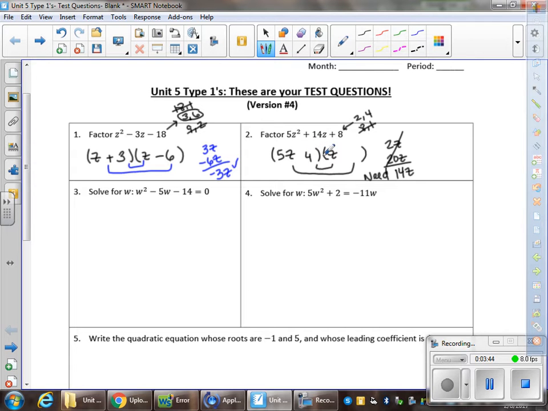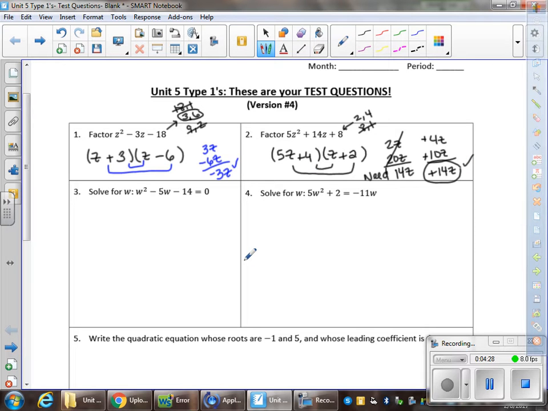So 4 here, 2 here, and now let's check. Inner is 4z, outer 10z, and I need a positive 14. So let's look at our sign values. It needs to multiply to positive, so either they're both positive or both negative. Because I look at my middle term, it's positive, therefore it's going to be a positive 4 and a positive 2. So my inner is positive 4z, outer positive 10z, adds to 14, and I'm good.